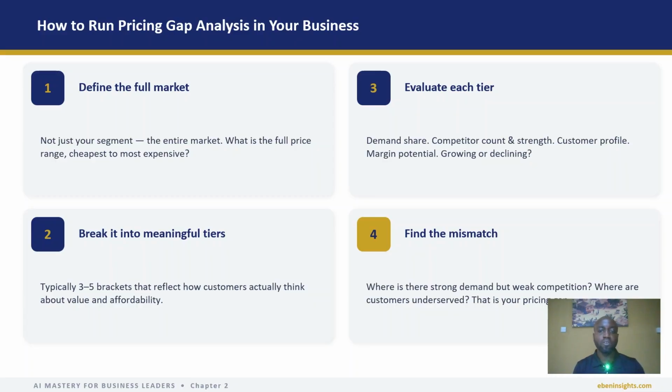And then step 4, look for mismatches. Where is demand strong but the competition is weak? Where are customers underserved? Where are competitors overlooking an opportunity? And that's where your pricing gap is likely to exist.